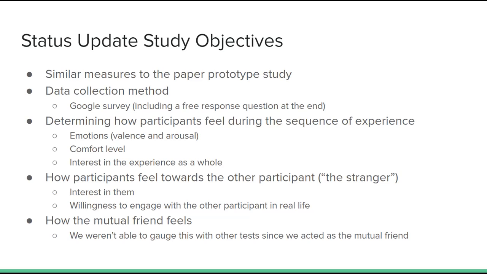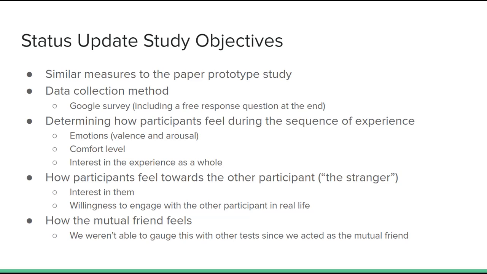We had similar measures and study objectives to the paper prototype study as well as the SMS-based study. Our data collection method was a Google survey, including a free response discussion at the end of each experience. We wanted to determine how participants felt during the sequence of experiences, including emotions in terms of valence versus arousal, comfort level, and interest in the experience as a whole. We also wanted to learn how the strangers felt towards each other, in terms of interest in them, as well as willingness to engage with the other participant in real life.